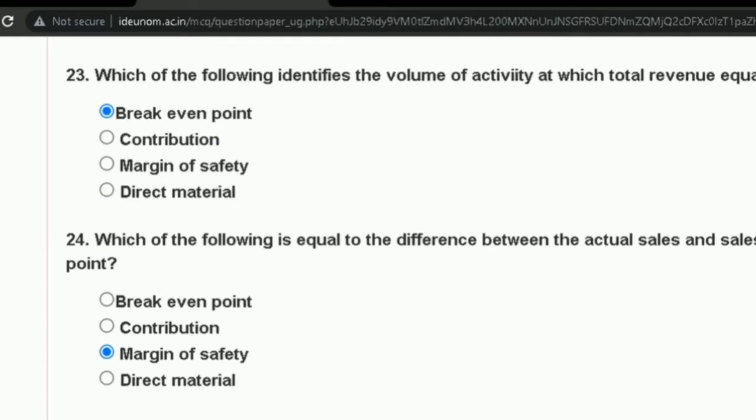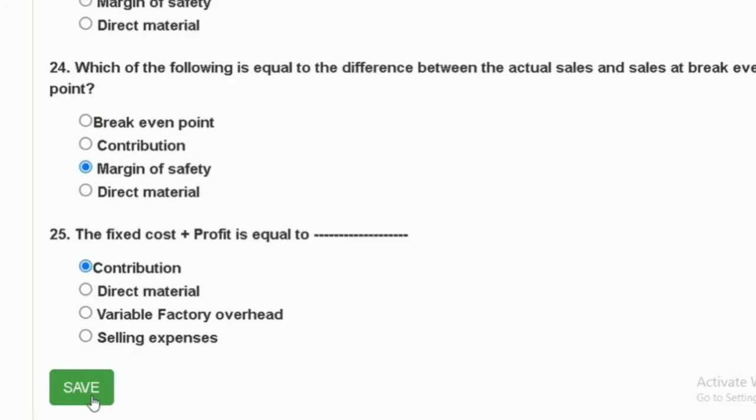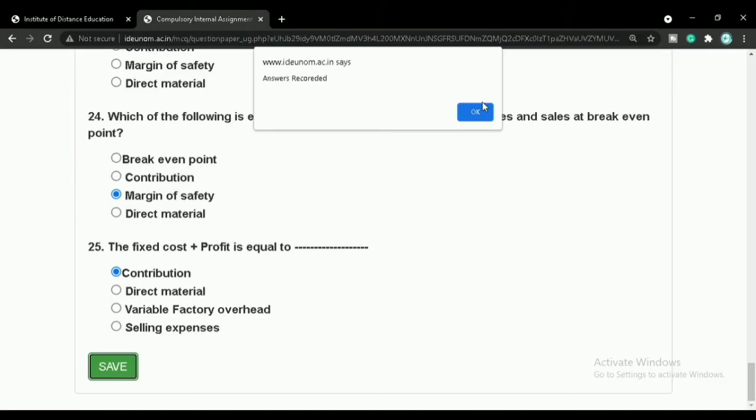24 is option C, margin of safety. 25 is option A, contribution, guys. Let's save this assessment, take the screenshot. Let's do assessment 2 now.